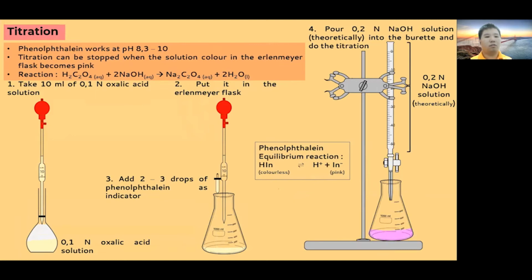The color change is due to the Le Chatelier principle. After the equivalence point, the hydrogen ion concentration is low, so in the phenolphthalein equilibrium reaction, the equilibrium shifts to the right and the pink color appears.